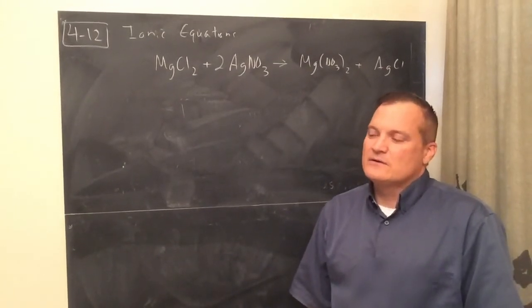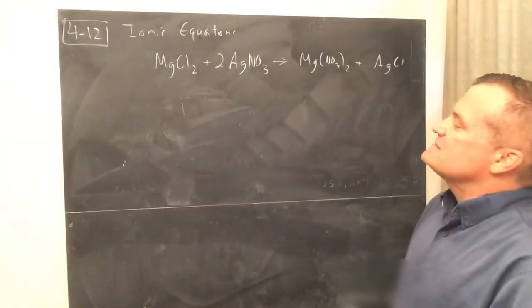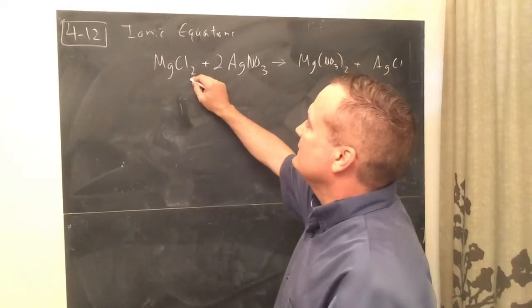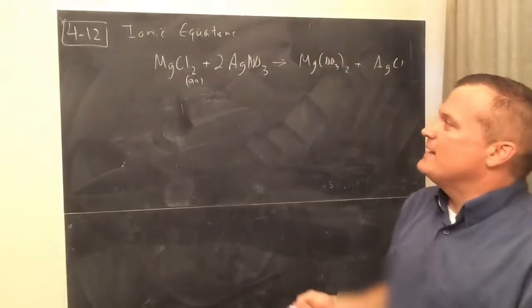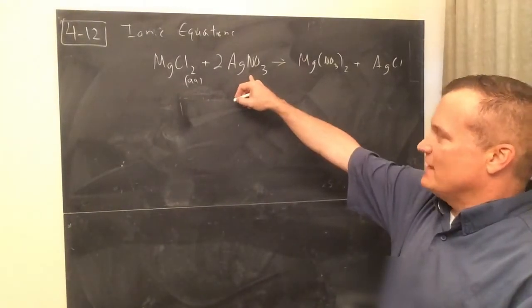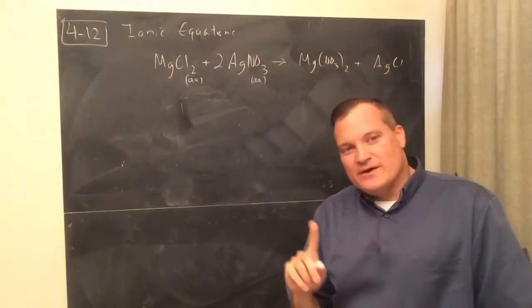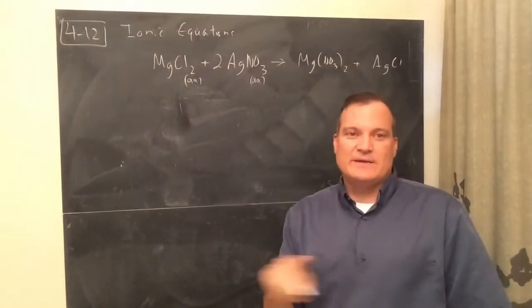Now, let me go on and say how this will appear on an AP exam question, or how it would appear on the Monday quizzes. It would say something like, an aqueous solution of magnesium chloride is combined with an aqueous solution of silver nitrate. Okay, that's all they'll tell you. Magnesium in words. It won't be in symbols. It'll all be in words.